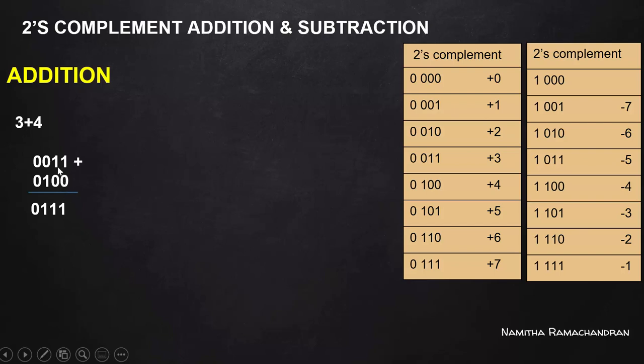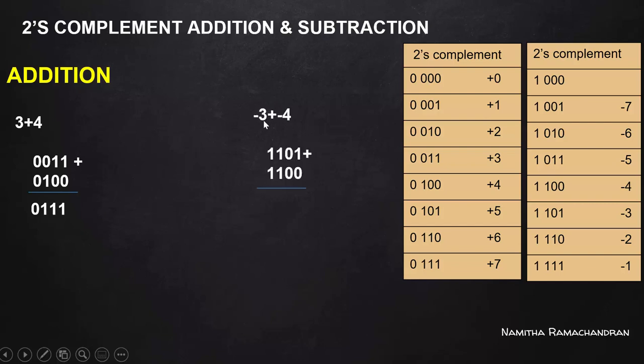1 plus 0 is 1, 1 plus 0 is 1, 0 plus 1 is 1 and 0 plus 0 is 0. Here we have no external carry. So this is the result of our addition, and the value of this particular result, from this table, is 7. The expected answer is also 4 plus 3 is 7. So the answer is correct here.